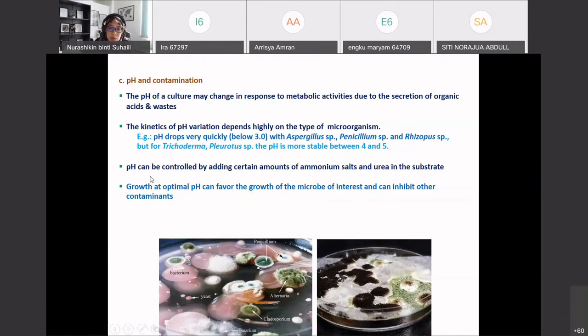And how you can control the pH is a bit tricky compared to liquid fermentation, but it can be controlled by adding a certain amount of ammonium salts and urea in the substrate.